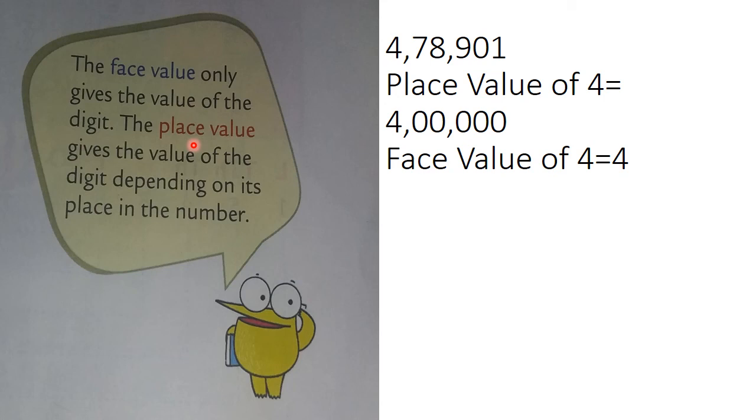If we take a number, the number is 4,78,901. The place value of 4 over here is 4 lakh, because the place value of 4 is decided by its place. But if we particularly talk about the face value of 4, it is going to remain 4 only, the digit itself.